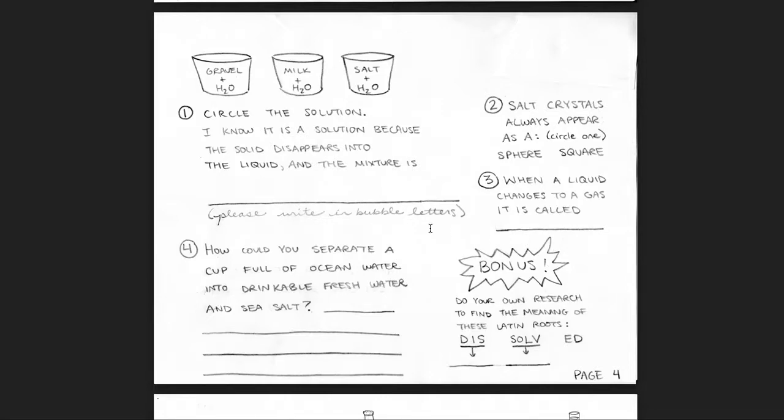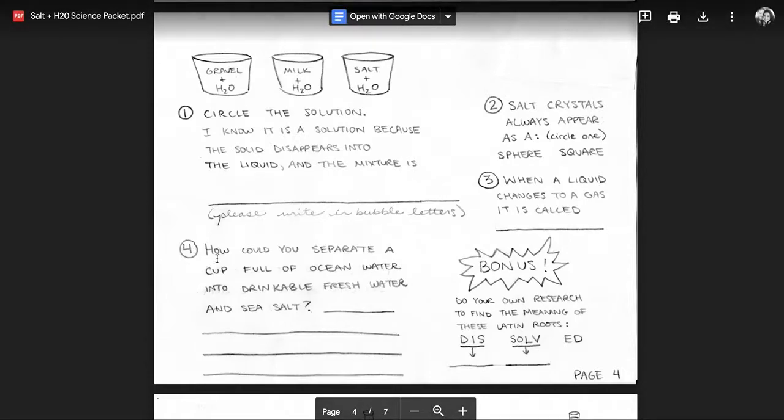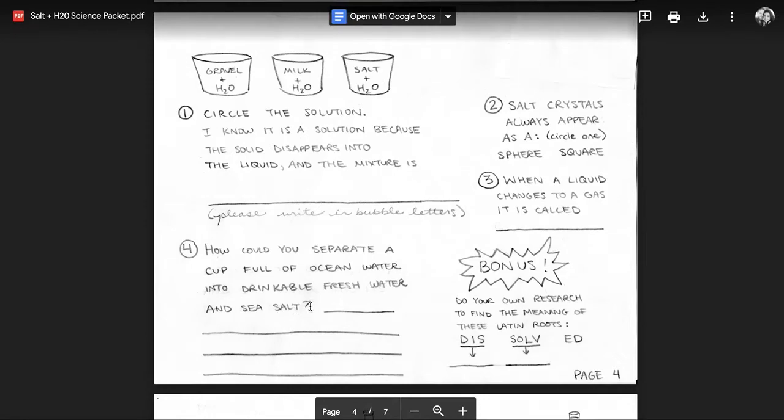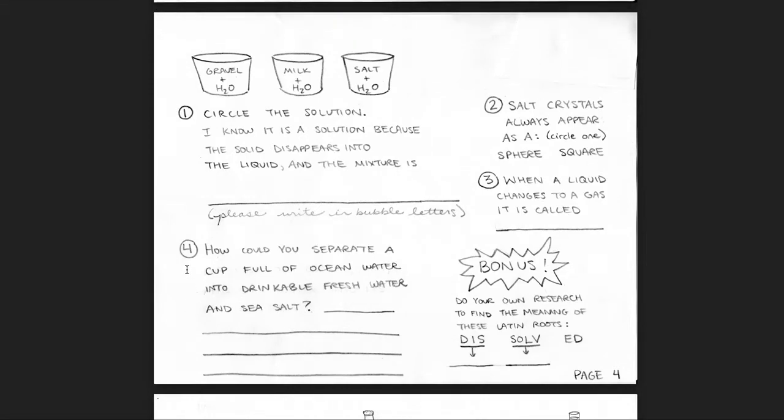Evaporation. All right, number 4. How could you separate a cup full of ocean water into drinkable fresh water and then sea salt? So this one, if you think back to what we learned about how we actually harvest sea salt, I think you'll get it. I'll give you just a second.